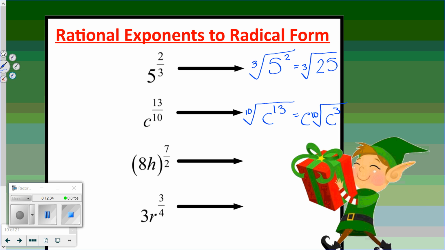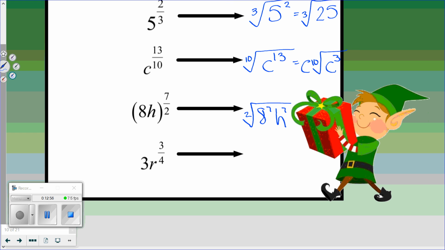Next one. What root? Square root of, okay, so 8 to the 7th and h to the 7th, or you could put them in parentheses. I'm just thinking along of simplifying here. I can break that down. So how many groups of 2 can I take from my 8? 3, so 8 to the third. How many 8s would be left? 1 8 left. Groups of 2 from the h's? Same, so it'd be 3. And there'd be 1 h left.